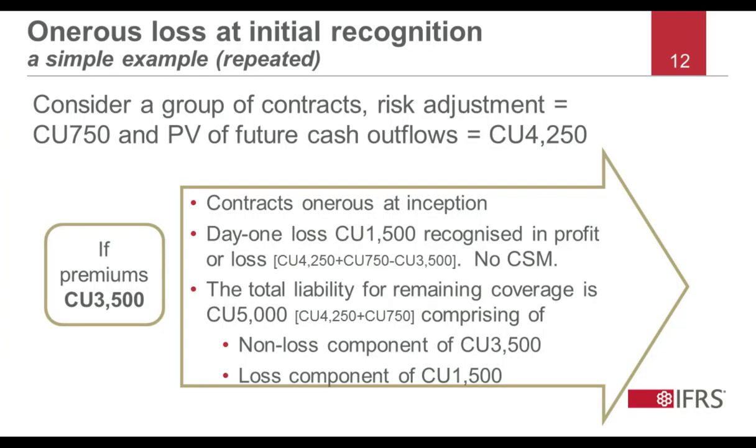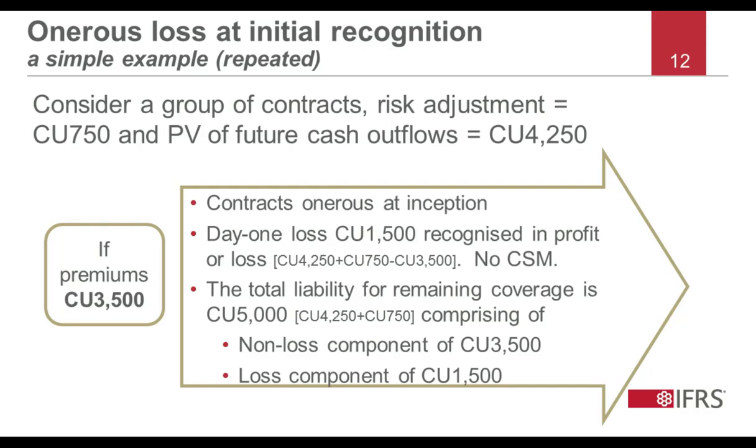On slide 12, we repeat a simple example which was also discussed in part 2 of this webinar. Consider a group of contracts with a risk adjustment of 750, present value of future cash outflows of 4,250, and premiums of 3,500. Day 1 loss of 1,500 is recognized in profit or loss.